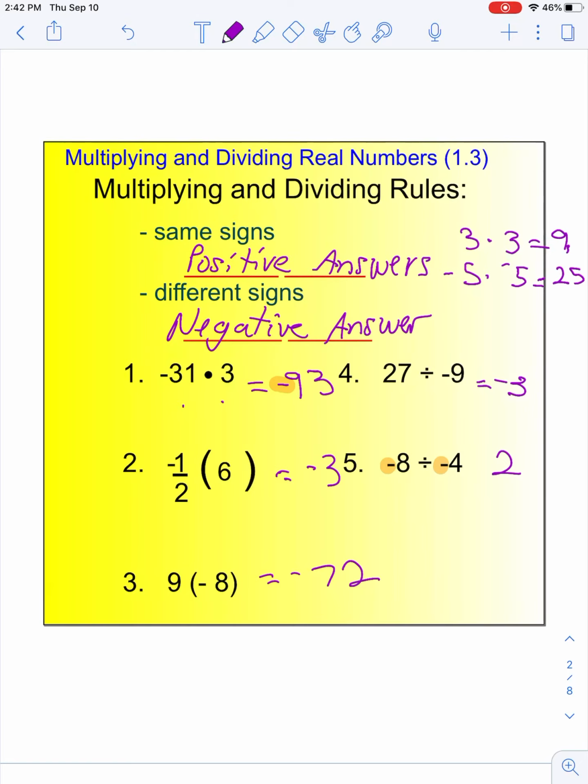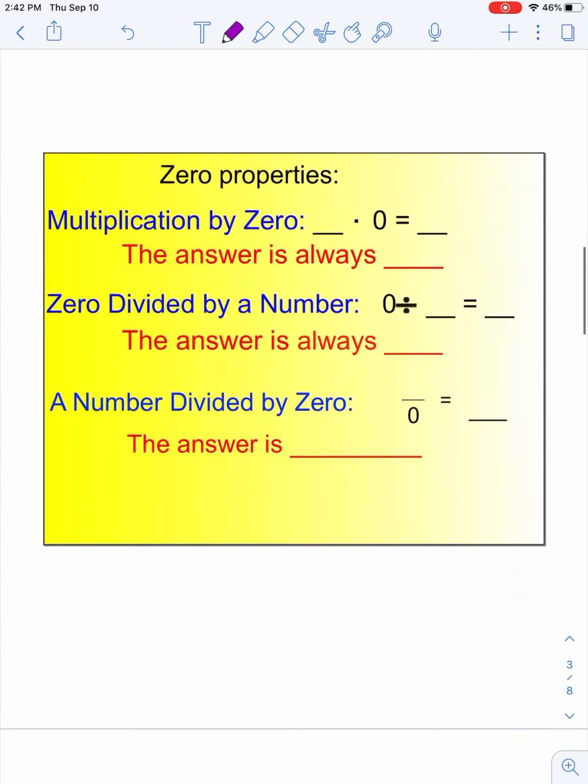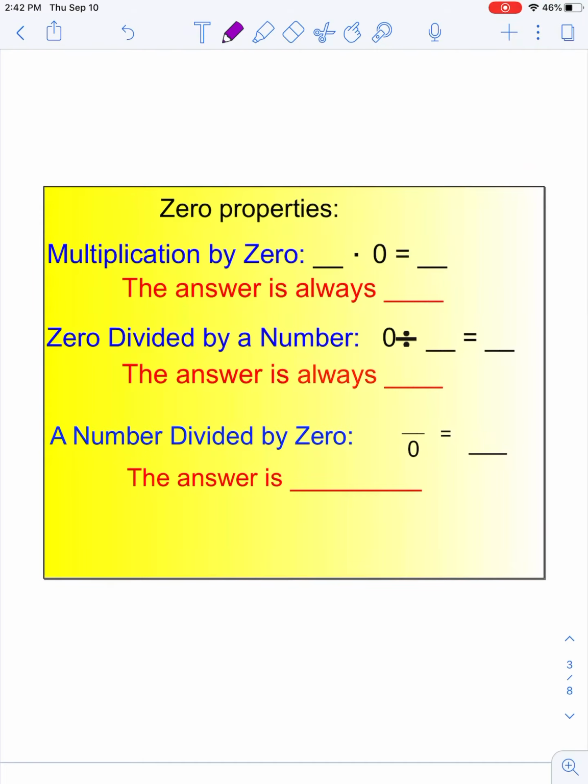So pretty simple. Let's talk a little bit about what happens if you're multiplying and dividing by 0. Well, if you have any number multiplied by 0, any number, whether it's a decimal, fraction, or negative number, it doesn't matter. Any number times 0 is always 0. So no matter what, your answer is always 0.